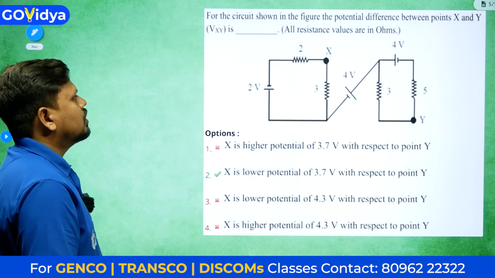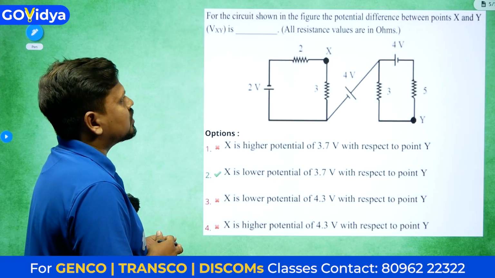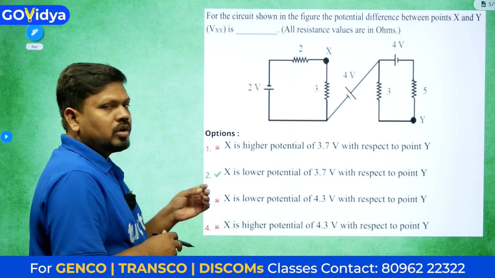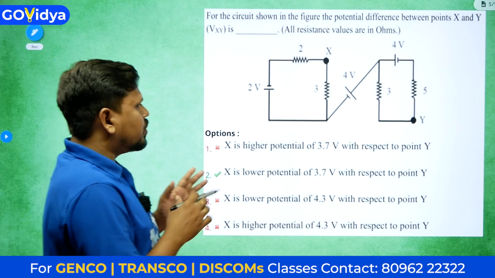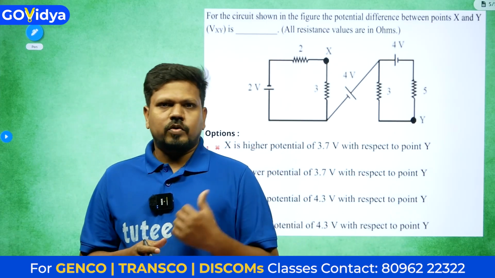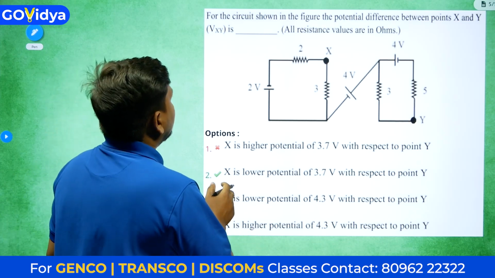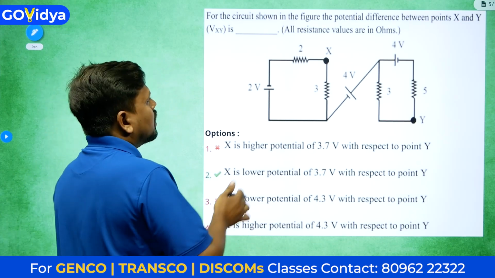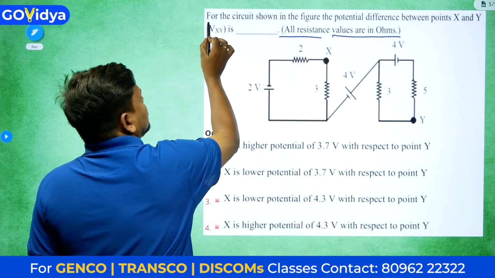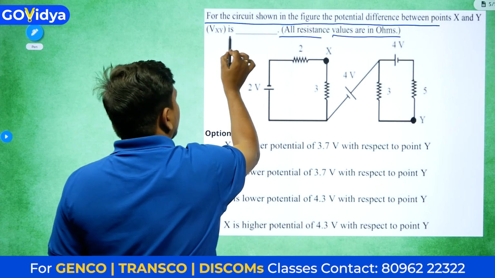Okay, the next question. For the circuit shown in the figure, the potential difference between points X and Y is, okay, so they are asking about potential difference. This is somewhat of a wrong formation of the question. They have copied from something. All resistance values are in ohms, so that's okay, no problem. They are asking for the potential difference between points X and Y.